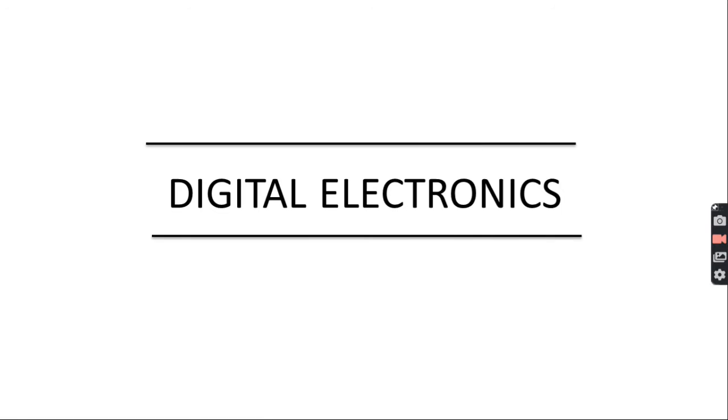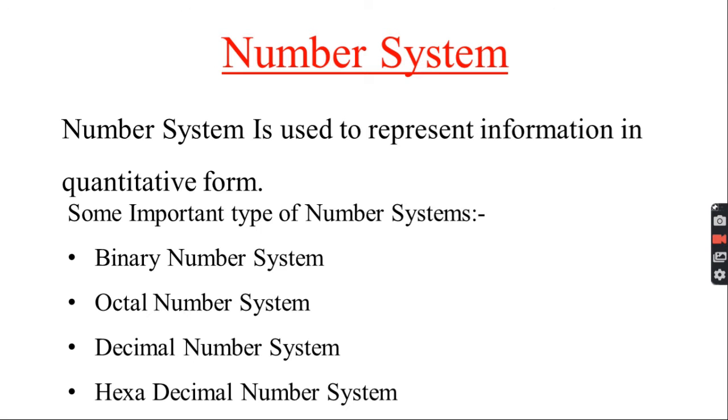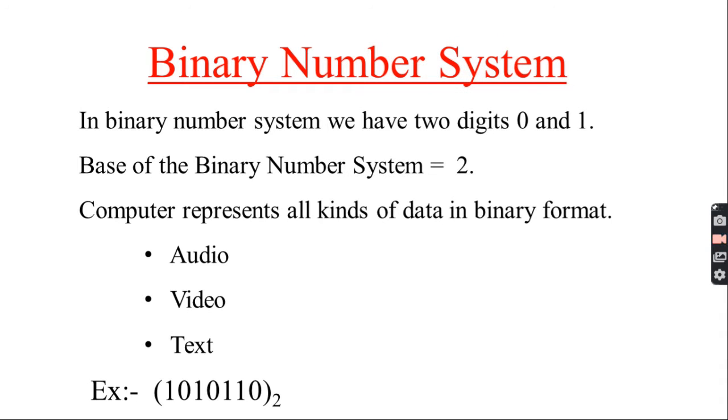Today in this session I am going to discuss digital electronics. In digital electronics, the number system is used to represent information. The number system has different bases. Here we have some important types of number systems, and they are binary number system, octal number system, decimal number system and hexadecimal number system.